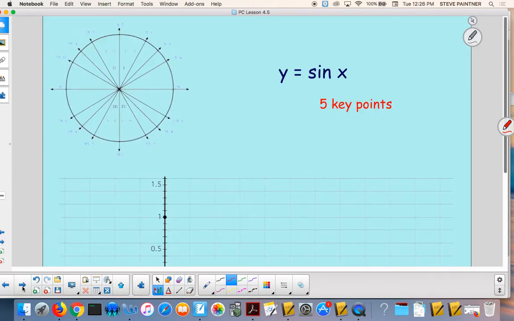Okay, next up. I want you to graph y equals sine of x. Now, I don't want x. I wish the book would do this, but they don't. Sine of what? Theta. But don't do it.